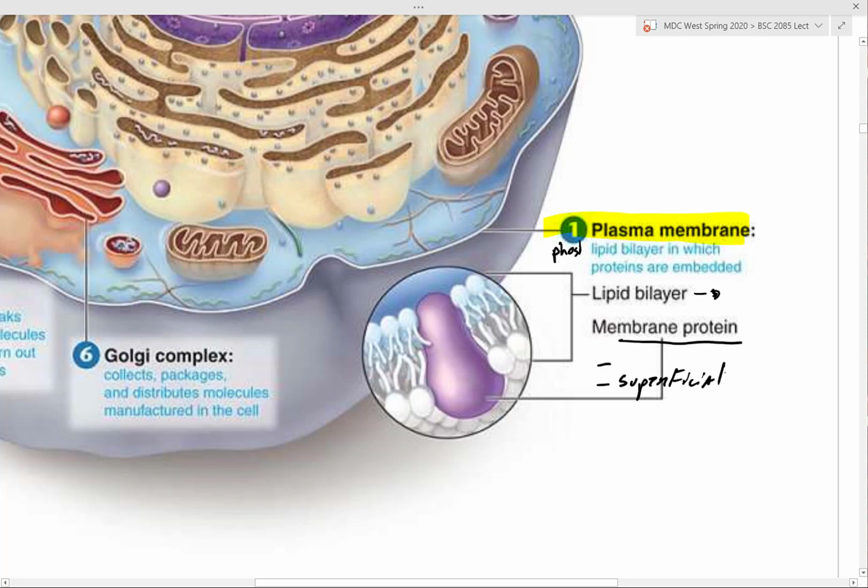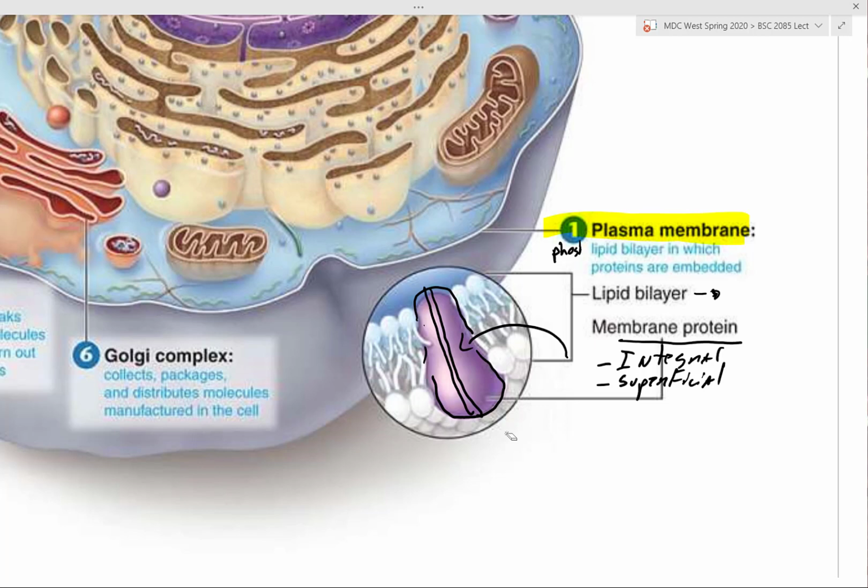Superficial or integral proteins. Integral means embedded. So integral proteins are these ones right here. Why are they called integral? Because they're integrated in the whole what? Phospholipid bilayer. It goes through the whole span. Now, the superficial ones are going to be either on the inside, or they can be what? Found on the outside. Okay? So there are two main types of proteins that are going to be part of this membrane, the phospholipid bilayer, right?